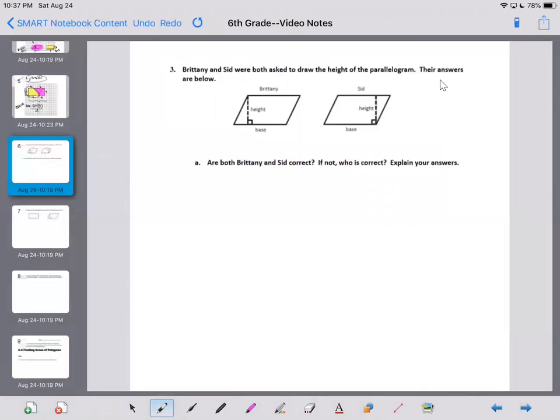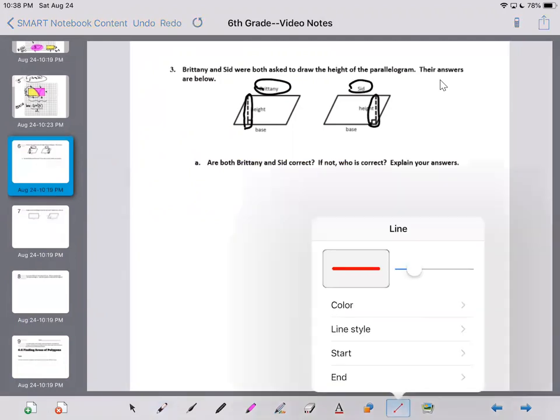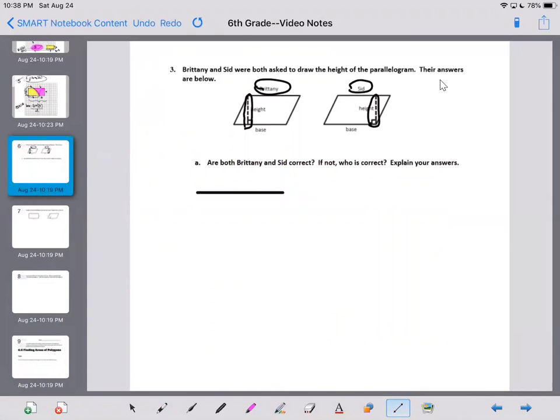So next question. Brittany and Sid were both asked to draw the heights of parallelograms. Look at their answers below. So notice Brittany said, well, I want to draw the height over here. And Sid says, well, he wants to draw the height over here. Could there be another way to draw this to figure the height? And the answer is yes. You could go outside of the trapezoid and drop your altitude over here. So this would be another way to find the height.